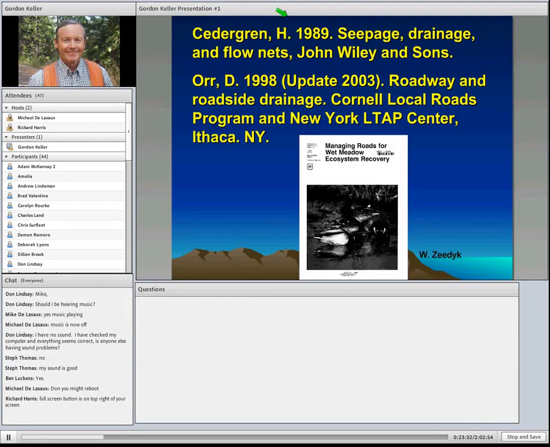A couple good references. This Cedergren book on top is a classic textbook. Cedergren was a Caltrans engineer and wrote a textbook on all aspects of drainage. David Orr here at Cornell has a nice little primer on roadway drainage, covering all aspects of drainage. And this Managing Roads for Meadow Ecosystem Recovery talks about the types of permeable rock fills and culvert systems that I was just showing initially if we want to maintain the water in a wet area. And this is by William Zeedyk.